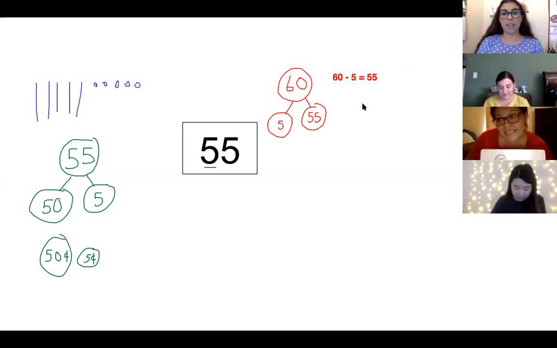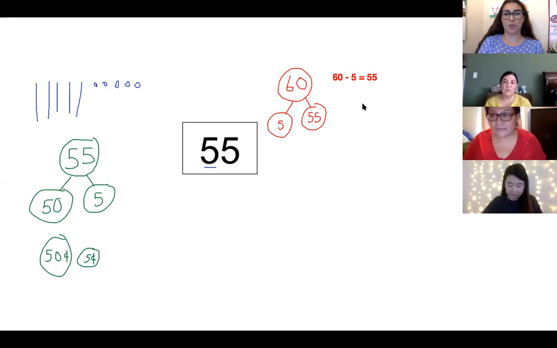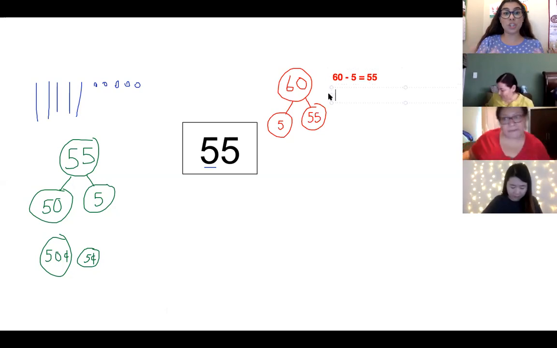Perfect. And what can we use to really make sure that this is a true number sentence? So what strategy can we use to support this number sentence, Ms. Rosales? We can look at it as an addition problem as well. So 55 plus 5 more, is that going to give me back 60? Yes, it is. Count by 5.